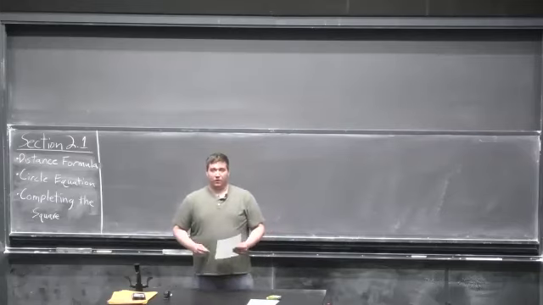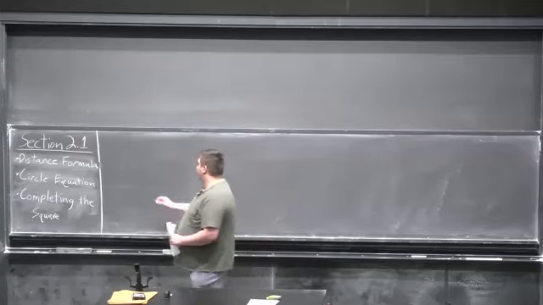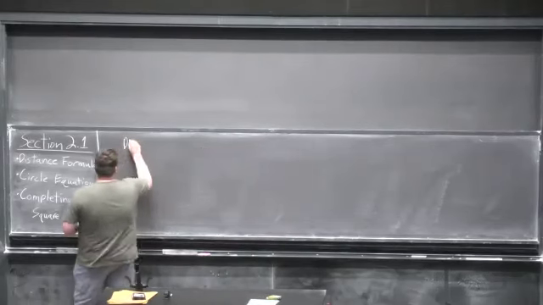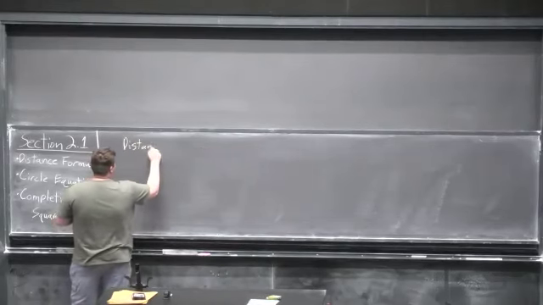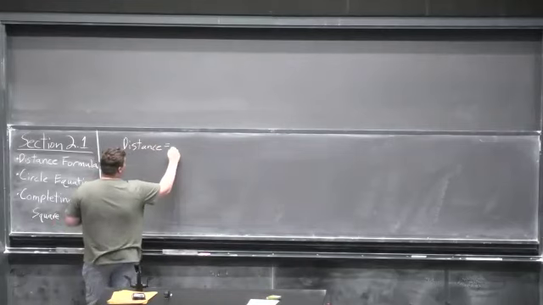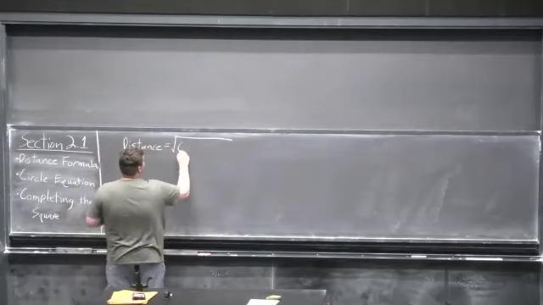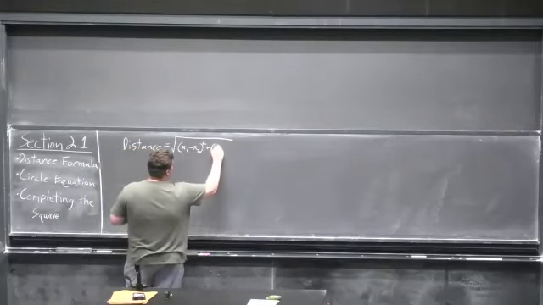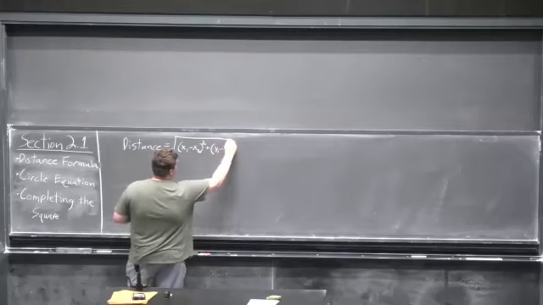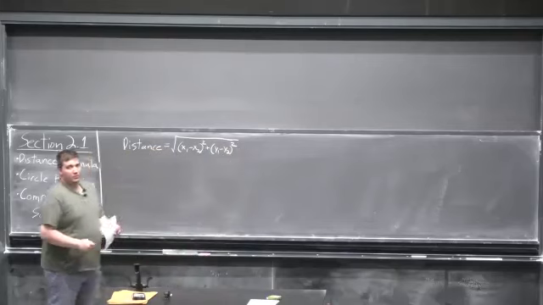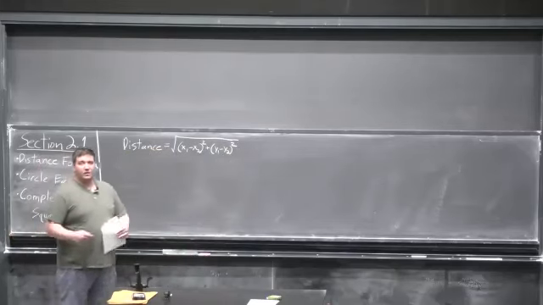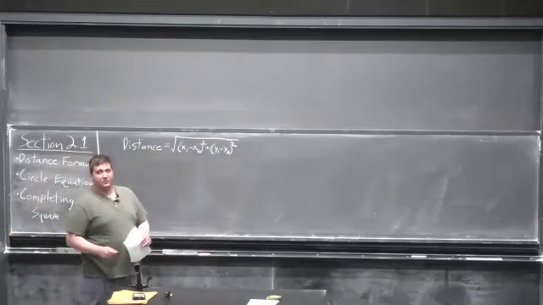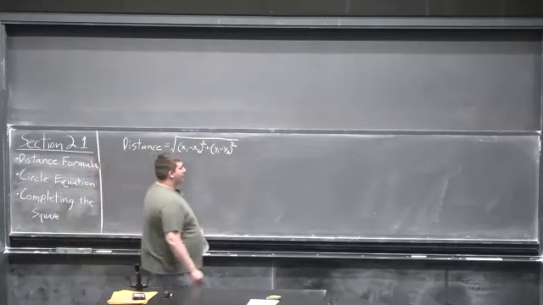So for the distance formula, we have distance is equal to the square root of (x1 minus x2) squared plus (y1 minus y2) quantity squared. Now, what does this mean? Well, it's the distance between 2 points in a coordinate system.